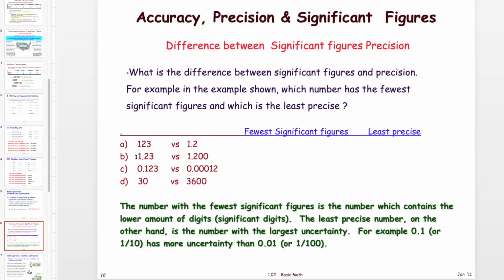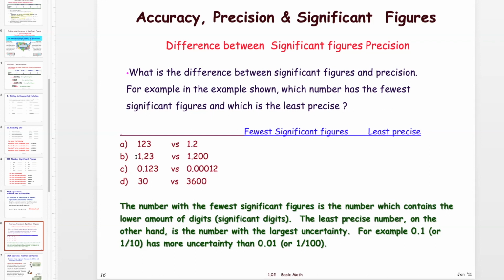So 1.23, they both have decimal. Okay. 1.23 has 3 significant figures. 1.200 has 4 significant figures. Okay. But which one is the least precise? 1.23 is to the 100th. 1.200 is to the thousandth. So 1.23 is the least precise because it's only to the 100th. Whereas 1.200 is to the thousandth, 3 decimal point places over. Okay. So let's take a look at the next one.